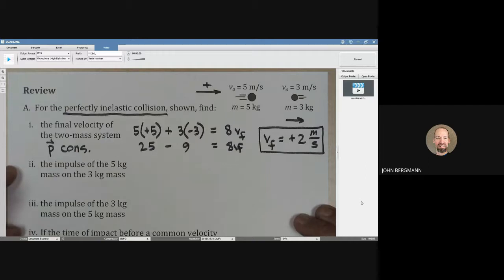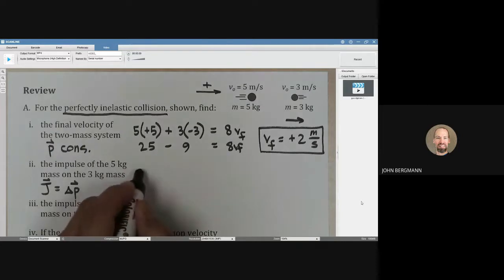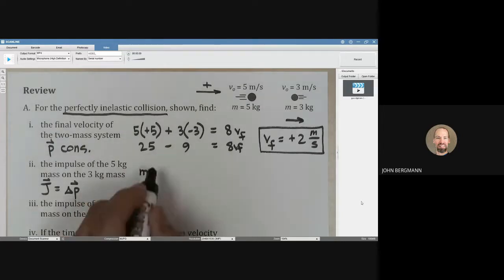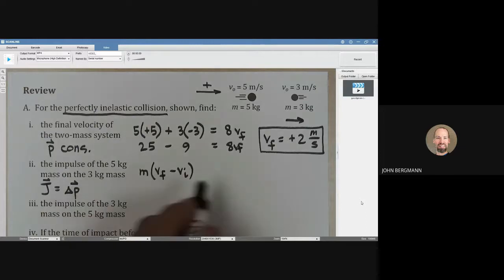What's the impulse of the 5 kilogram mass on the 3 kilogram mass? The impulse is equal to the change in momentum. That's one thing it's equal to. What would be the change in momentum of the 3 kilogram mass? The change in momentum would be the mass times V final of the 3 kilogram mass minus V initial of the 3 kilogram mass. Let's figure that out.